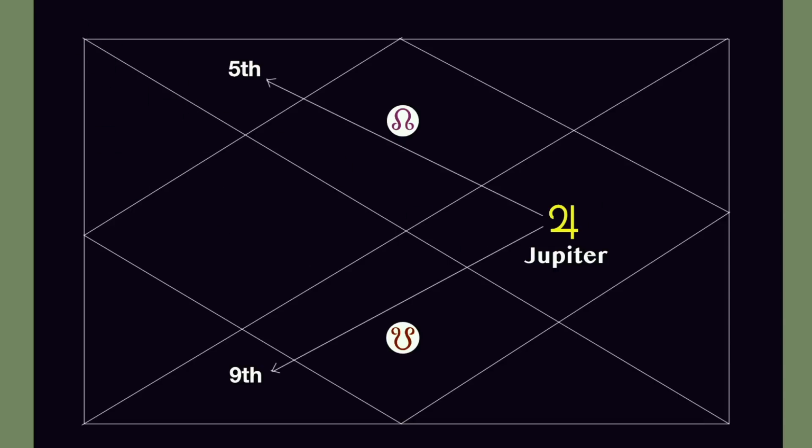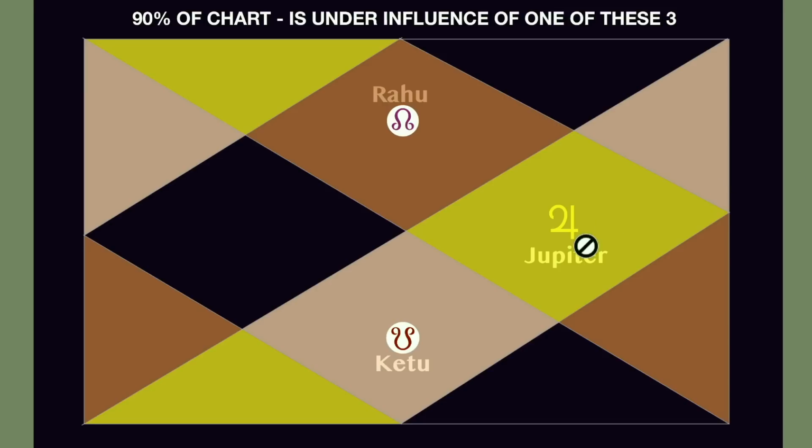If you take Jupiter, if it's sitting in the 10th house, for example, its 5th aspect is the 2nd house and 9th aspect is the 6th house. So this being the 1, this being the 5, and this being the 9. This is very important to consider. Why do we say so? Because now if you see 90% of your chart, whoever your chart is, wherever Rahu, Ketu and Jupiter are placed, just these 3 points have a dominant influence on the rest of the chart.